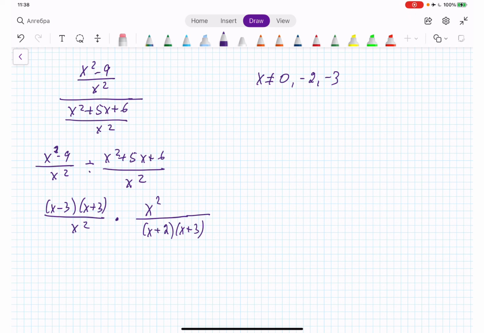All right, so let's cancel it. What do we have to cancel? x plus 3 with x plus 3, and x squared with x squared, and as a result we are getting (x minus 3) over (x plus 2). And let me move this condition here. So considering that x is not equal to negative 2, negative 3, and 0.